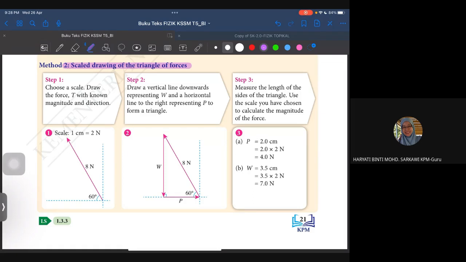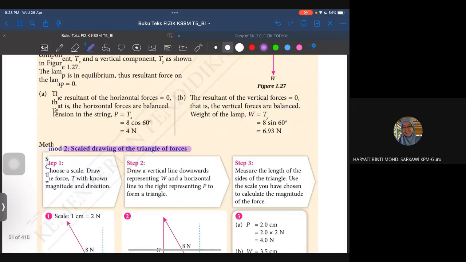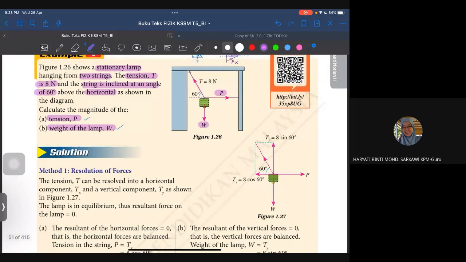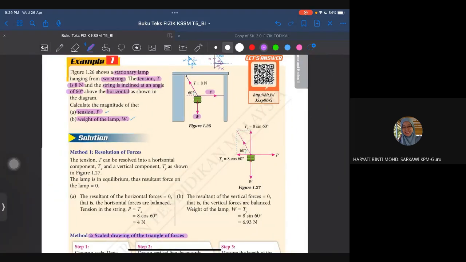Some questions they just open up to you to choose what method. It's either calculation or drawing. So in calculation, we can also determine by calculation. It will be more accurate actually, but it depends on the question. If the question asks you to draw, you need to draw.